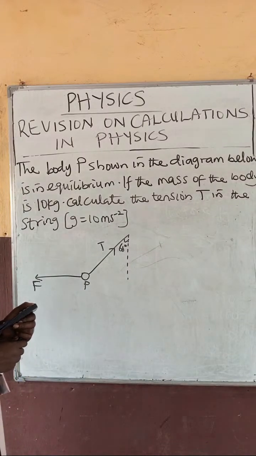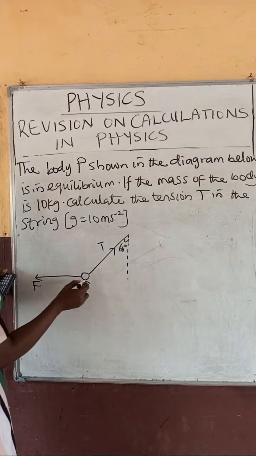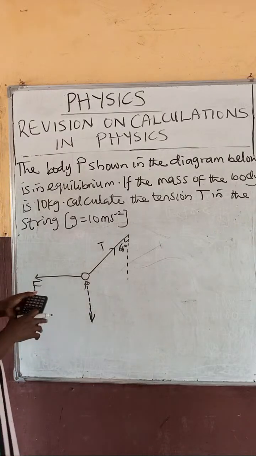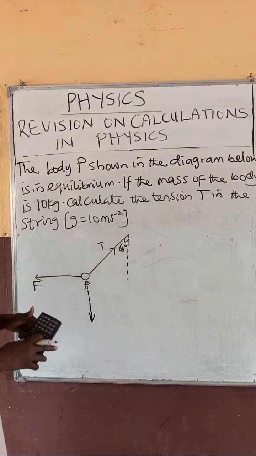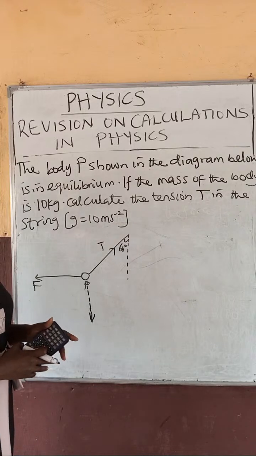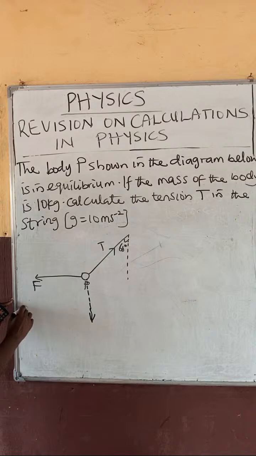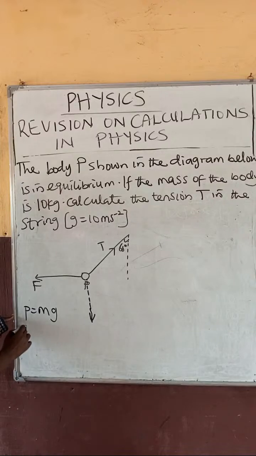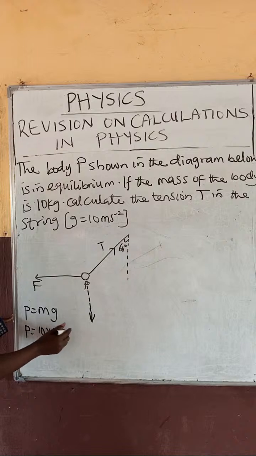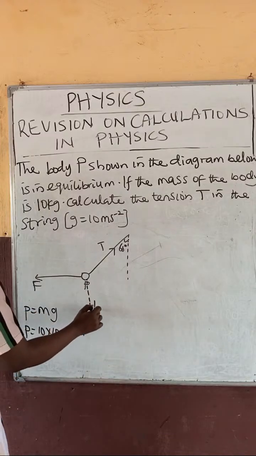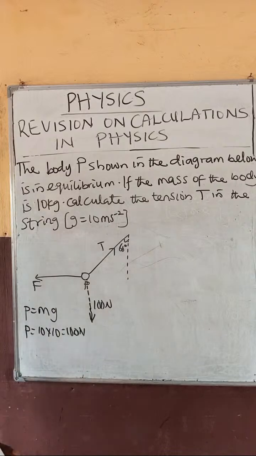Now, the first thing we're going to do is to draw the diagram to form a triangle. This body is acting down, right? They gave us the mass of the body, which is 10 kilograms. But we are not working with the mass, we are working with the force. So P is equal to mg to get the force. My mass is 10 kilograms times 10, so I'm going to get 100 Newton. That is the force acting down: 100 Newton.